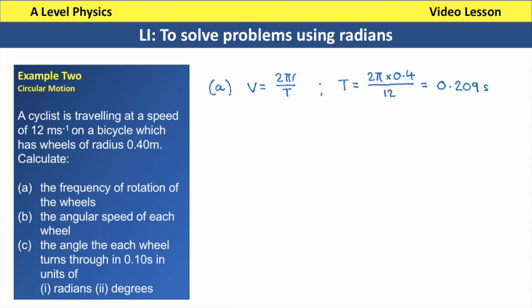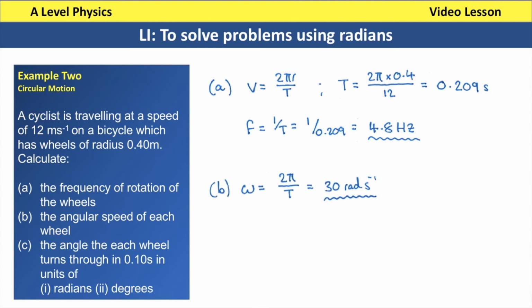Now frequency is 1 over the period, so I would do 1 divided by 0.209, which gives 4.8 hertz. And I want to work out the angular speed of the wheels. Now the angular speed is given to you on the formula sheet. It is omega equals 2 pi divided by T. So you would do 2 pi divided by 0.209, which comes out as 30 radians per second. Please include the unit rad s to the minus 1.